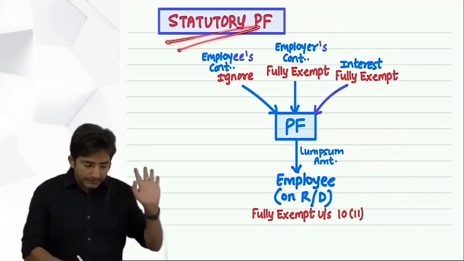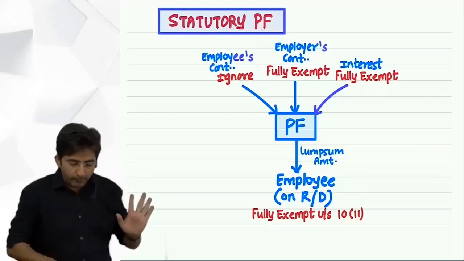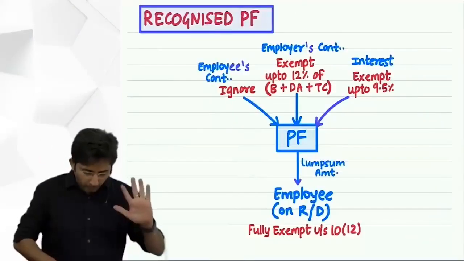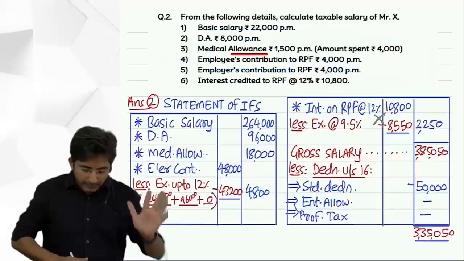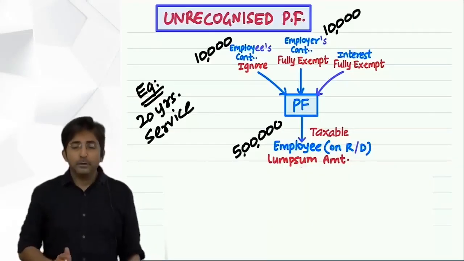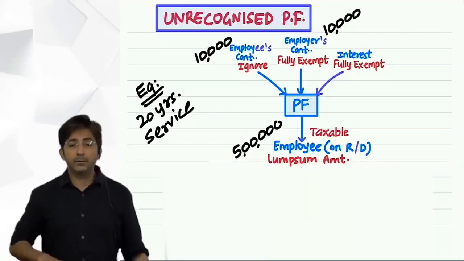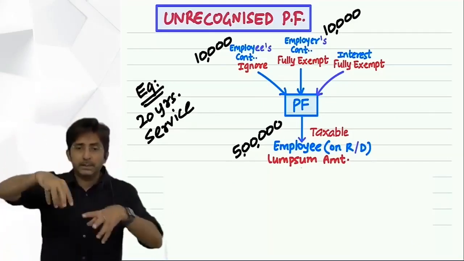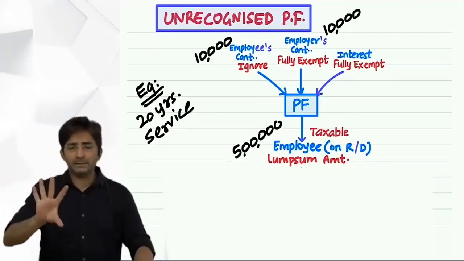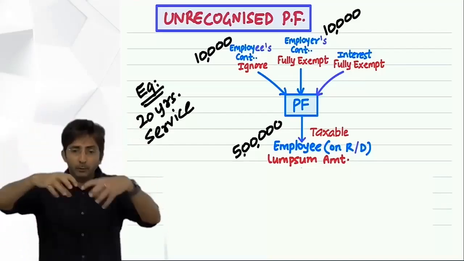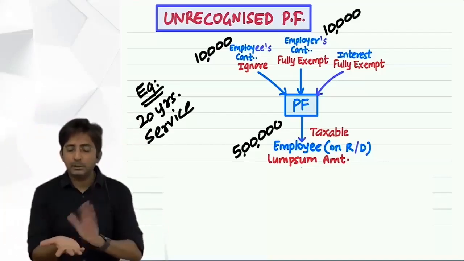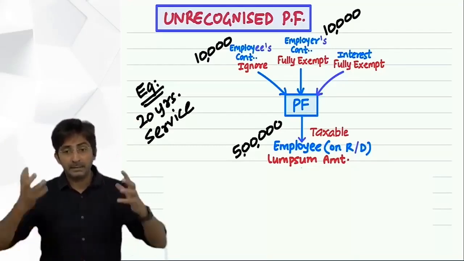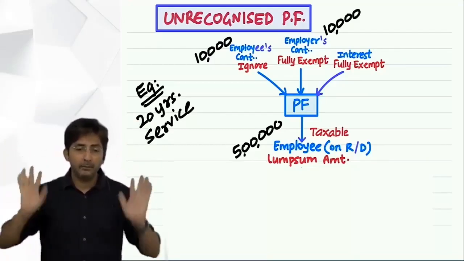Wait, right now don't see this drawing. This is a drawing of Statutory Provident Fund. Just for the sake of drawing I am showing this. For UPF, I have made a separate drawing. So, what is the rule in Unrecognized Provident Fund? During the service, when money is deposited, no tax. But when the accumulated money comes in the hands of the employee at the time of retirement as a lump sum figure, that time it will be taxable.